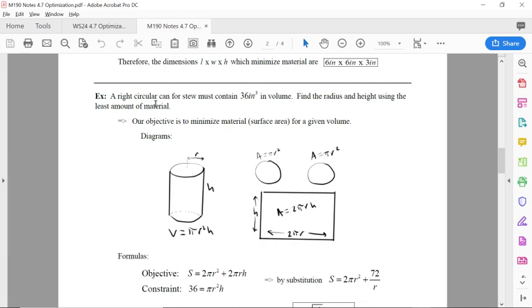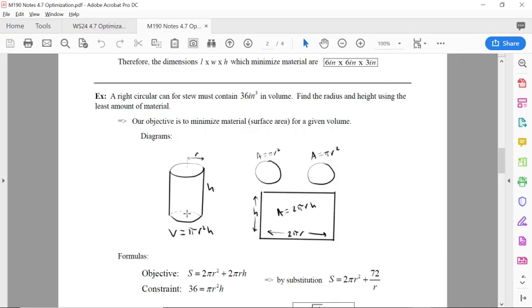The geometry here is different. A right circular can for a stew must contain 36 cubic inches in volume. That's very similar in that we're given a constant volume, and that's going to give us a constraint. The geometry is different, though. Let's draw a picture of a right circular can. By right circular, we mean that the base and the height are at a right angle to each other, as opposed to a can that is built at an angle. So the height is at a right angle from the base, and the base is a circle, as opposed to an ellipse or a square.